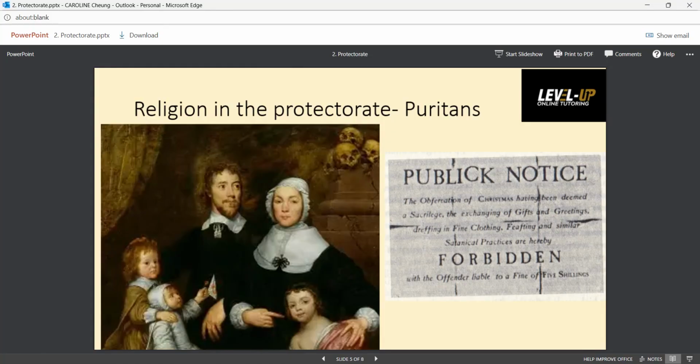So saying to someone happy Christmas, that's not allowed. Dressing in fine clothing, so fancy clothing, feasting and similar satanical practices. Satanical, Satan, devil practices is what they're saying. So all of the gift giving when you're at Christmas, you're offering around the mince pies, according to the Puritans that is devil worship, devil practices. Who knew? So the Puritans are not messing around with religion. Wishing someone happy Christmas not allowed.